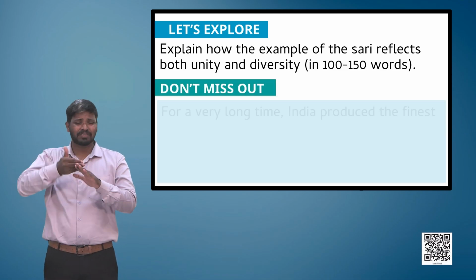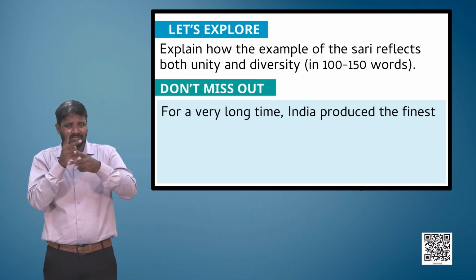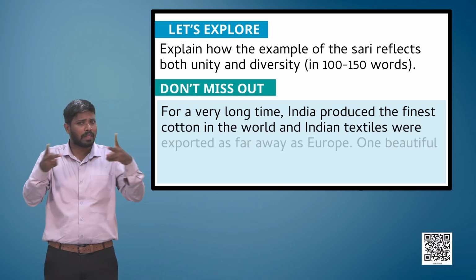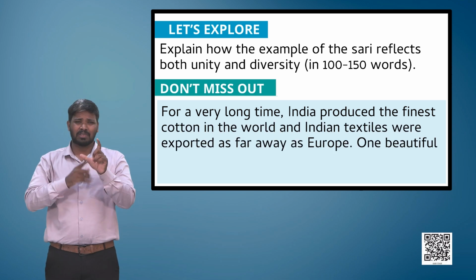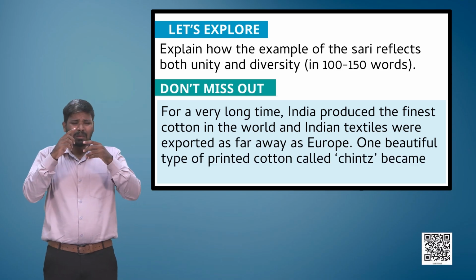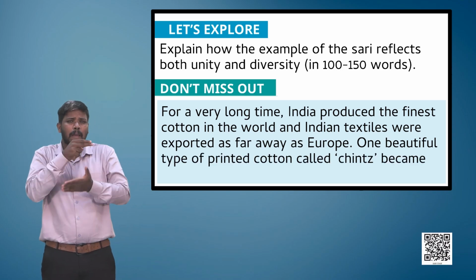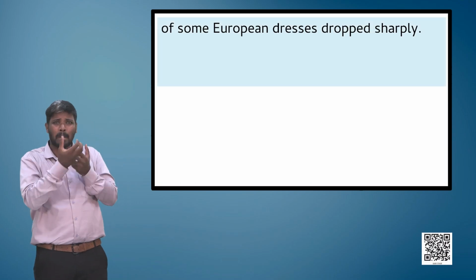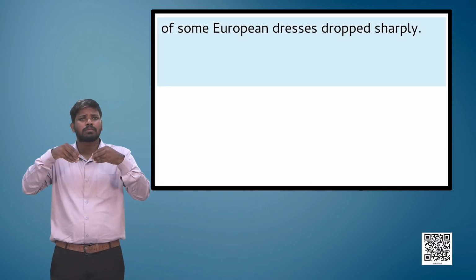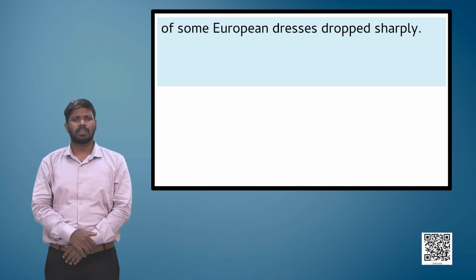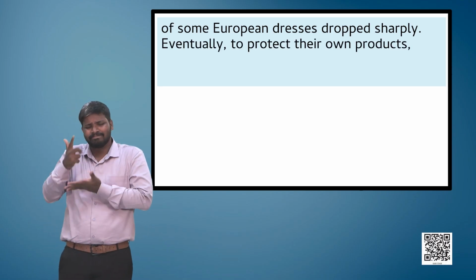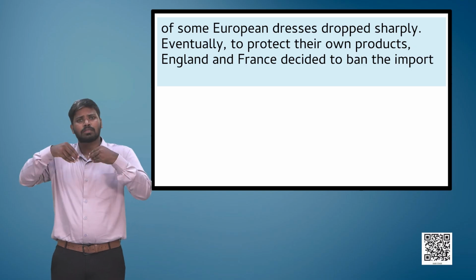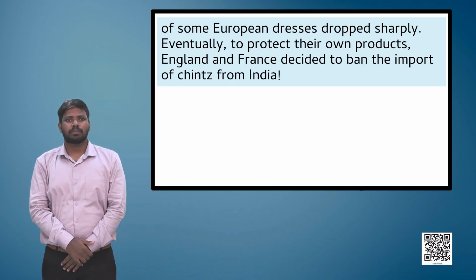Don't miss out. For a very long time, India produced the finest cotton in the world, and Indian textiles were exported as far away as Europe. One beautiful type of printed cotton called chintz became so popular in 17th century Europe that the sale of some European dresses dropped sharply. Eventually, to protect their own products, England and France decided to ban the import of chintz from India.